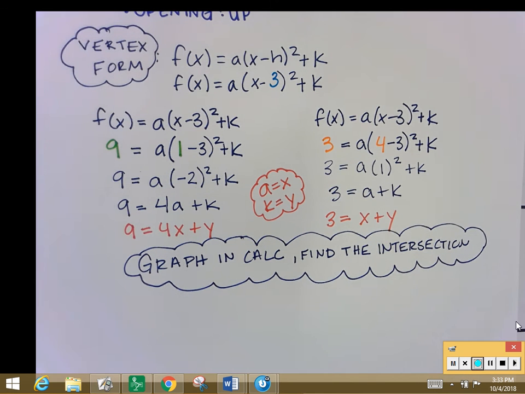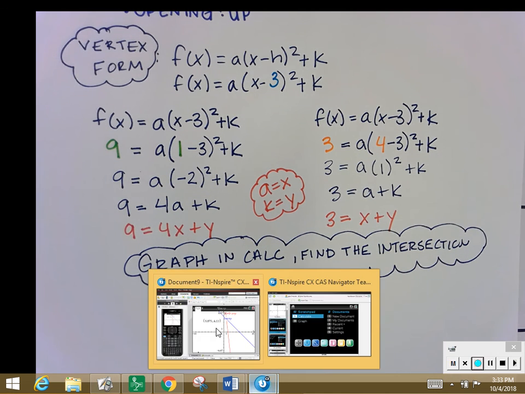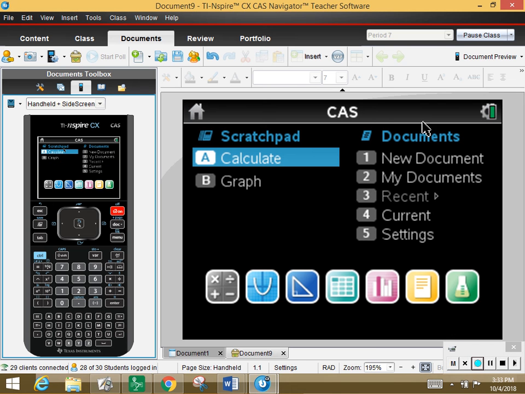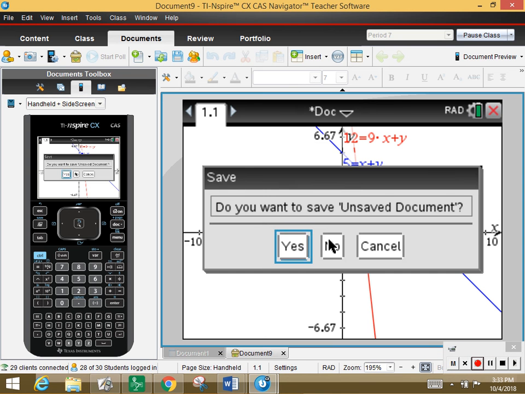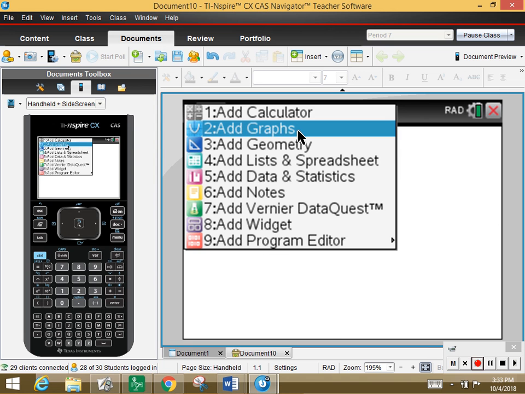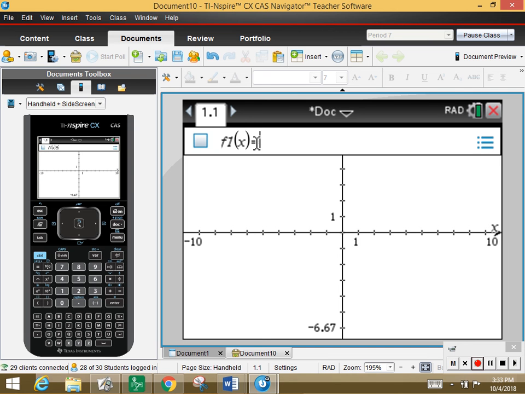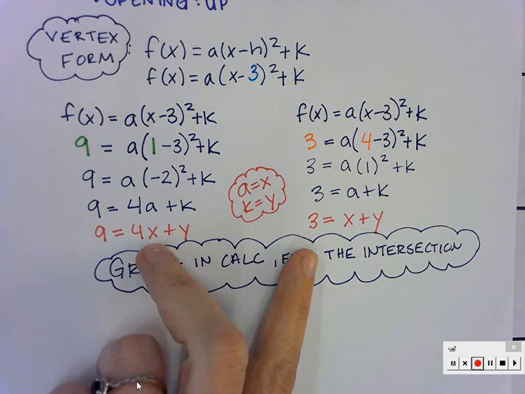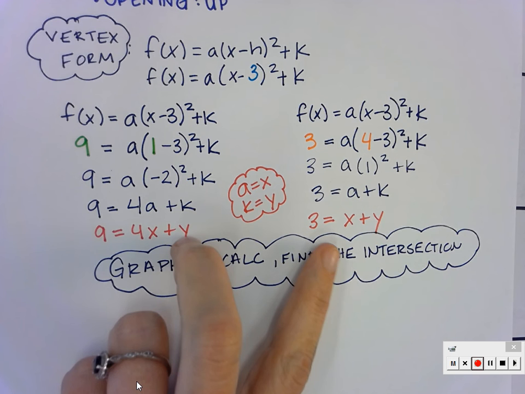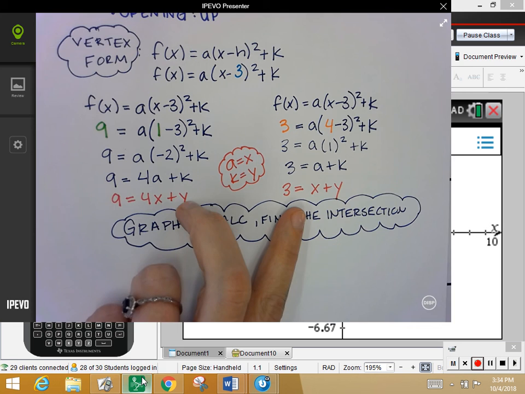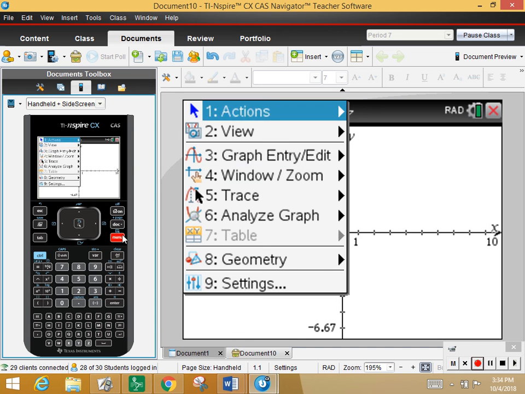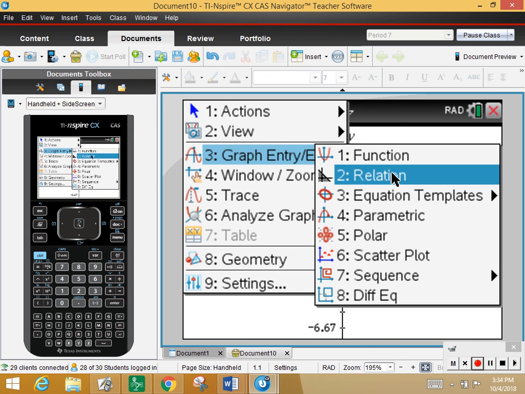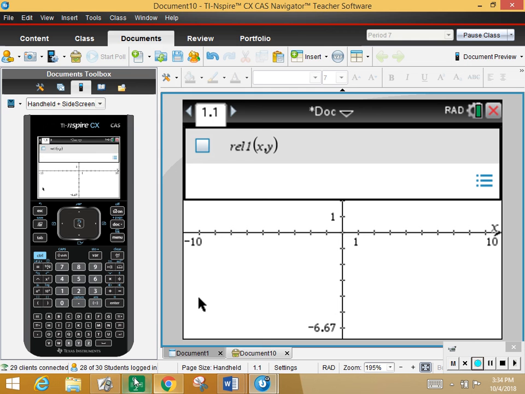Okay, here we go. So what I'm going to do is get a new graphing document. Now, how the calculator is set up is that they're in function notation, f of x, and our 2 equations here are not in function notation. So you could solve these for y to put them in your calculator, but I'm just going to take a little shortcut, and I'm going to change my graph entry edit to relation so I can plug them in just as they are.